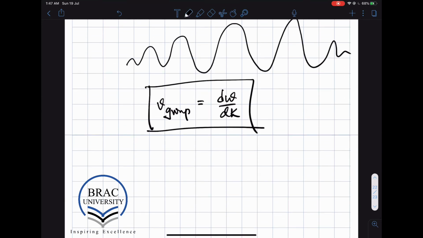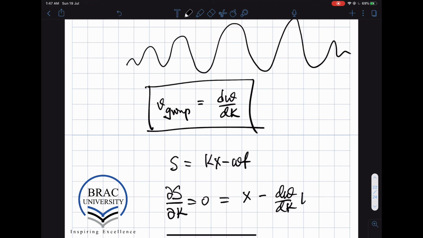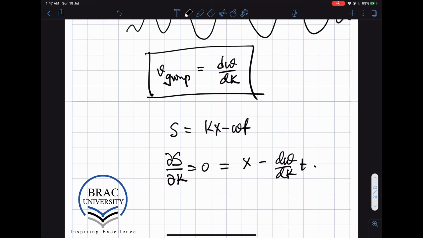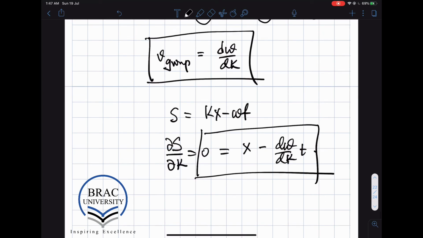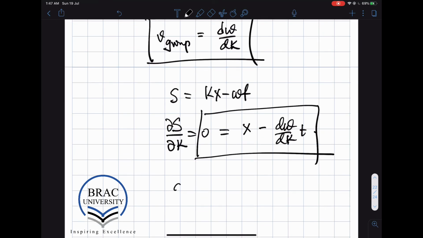So what is my phase? The phase of my original wave was kx minus omega t. If it's stationary with respect to k, that means its derivative is 0. That also means x minus d omega by dk times t equals 0. This shows that my group velocity, the velocity of the wave, is d omega by dk. So this is another way of thinking about the group velocity, in terms of stationary phases.